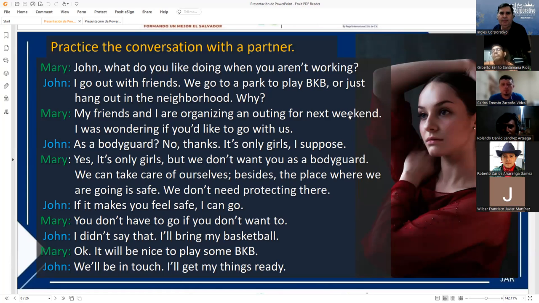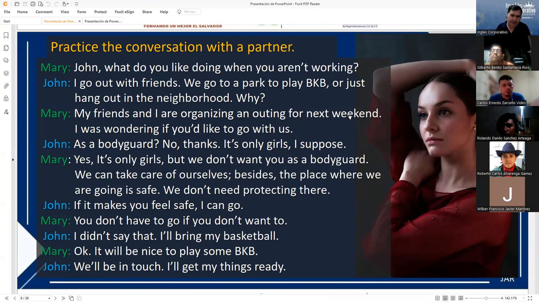Practice the conversation with a partner. Mary: John, what do you like doing when you aren't working? John: I go out with friends. We go to a park to play basketball or just hang out in the neighborhood. Mary: My friends and I are organizing something. I was wondering if you'd like to go with us. John: As a bodyguard? No, with girls, I suppose. Mary: Yes, it's only girls, but we don't need you as a bodyguard. We can take care of ourselves. Besides, the place where we are going is safe. We don't need protecting there. John: If it makes you feel safe, I can go. Mary: You don't have to go if you don't want to. John: I didn't say that. I'll bring my baseball. Mary: Okay, it will be nice to play some basketball. John: We'll be in touch. I'll get my things ready.